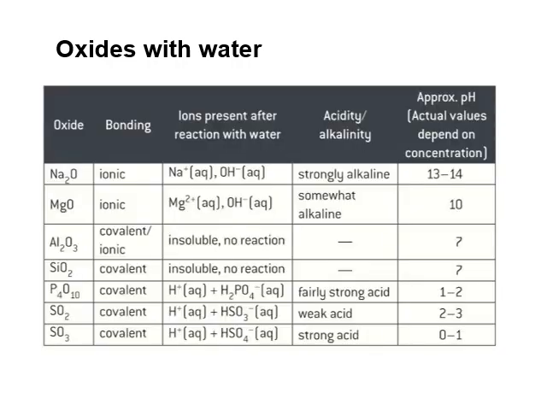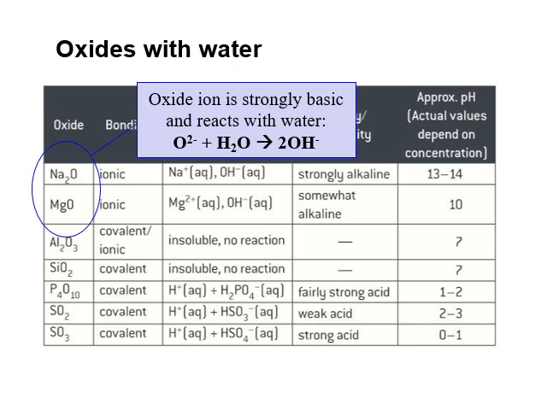You may be asked why these metal oxides are basic, and it's because of the oxide ion within them. That oxide ion is strongly basic. It reacts with water to form the hydroxide. So that is why your metal oxides are basic. It's because they've got this oxide ion that reacts with the water to make hydroxide.